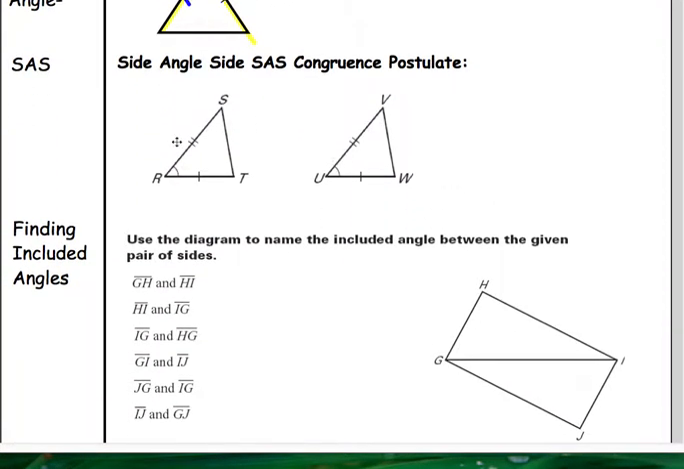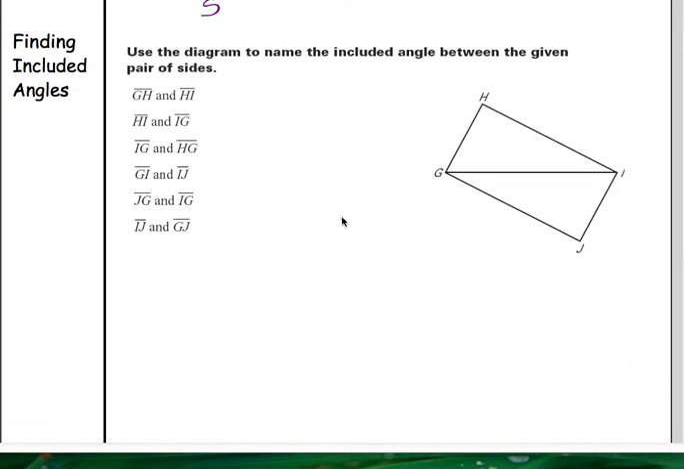So this is just a picture again of side angle side. You've got two sides and the angle that those sides surround. That's why the order of the statement is side, then angle, then side, because the angle is between the two sides. It's very important that you get the hang of naming them, because they are so familiar to each other that it's hard to pick the right one sometimes. This right here is just about finding the included angle. So they're giving you two segments and they want you to find the angle that's between them.